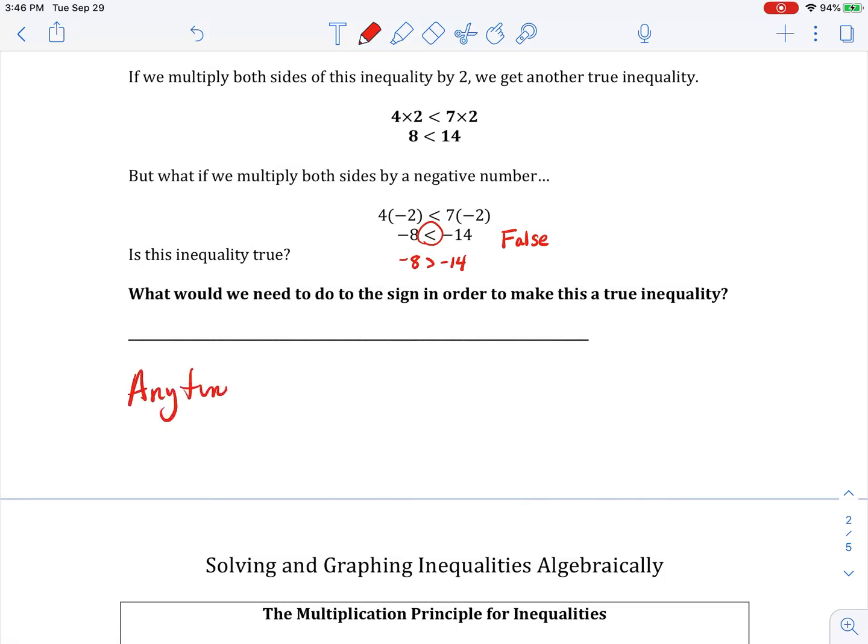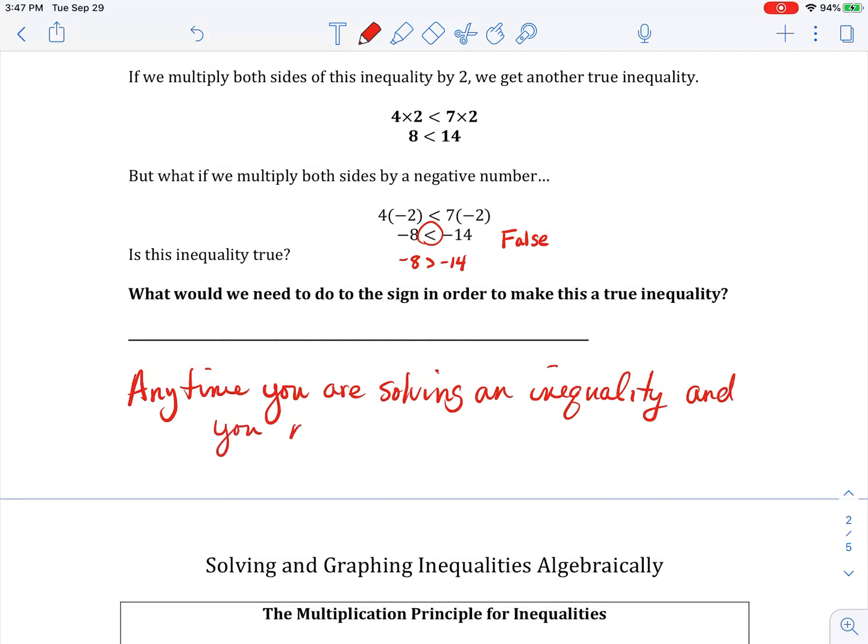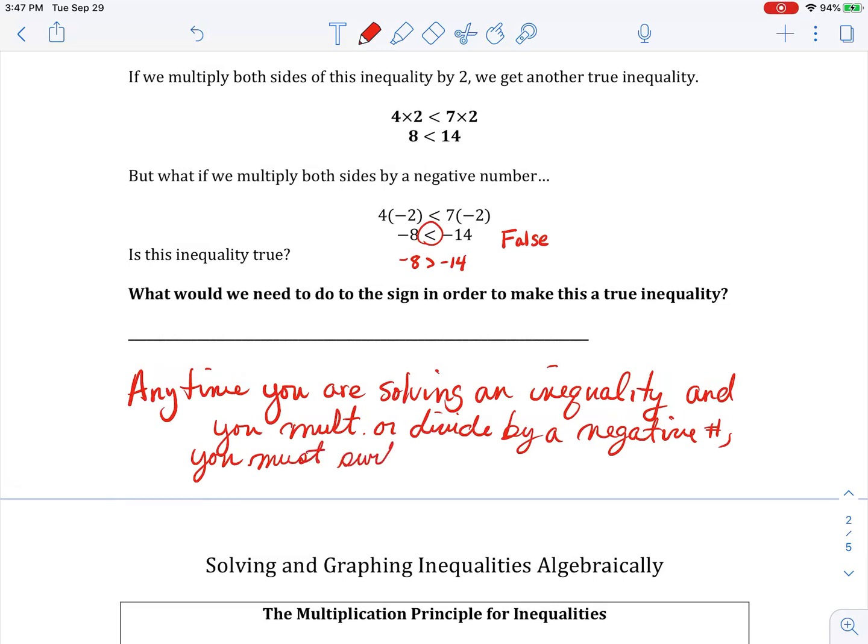Anytime you are solving an inequality and you have to multiply or divide by a negative number, you must switch the inequality symbol around.